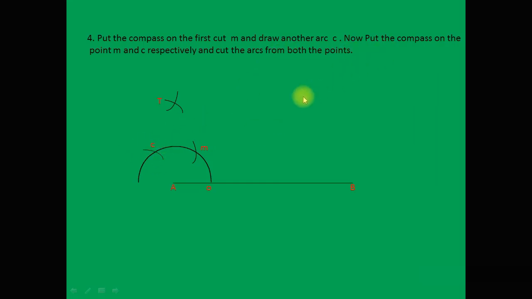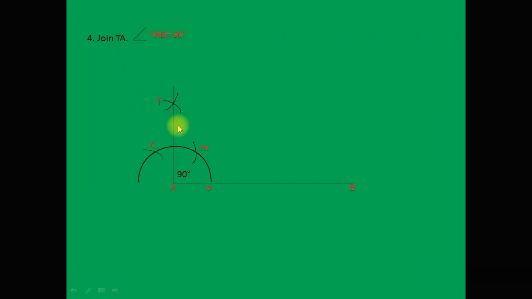Now put the compass on the point M and C respectively and cut the arcs from both points, and then join this cut point to the point A. So you will get a line TA, and angle TAB is the required 90 degree angle.